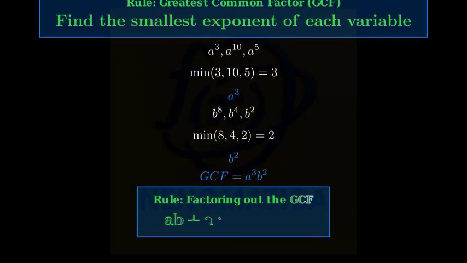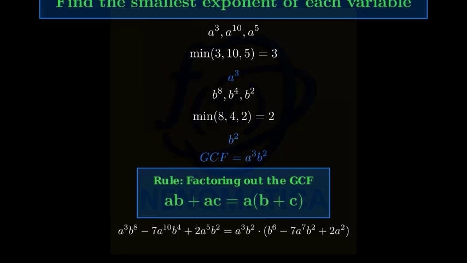Now, let's factor out this common factor from our expression. We can rewrite our expression as a^3 b^2 times the quantity b^6 − 7a^7 b^2 + 2a^2.